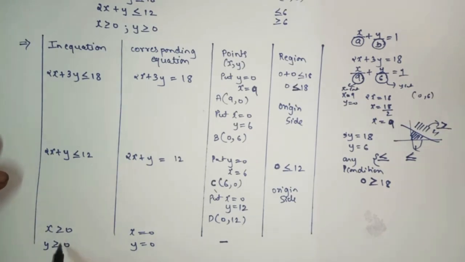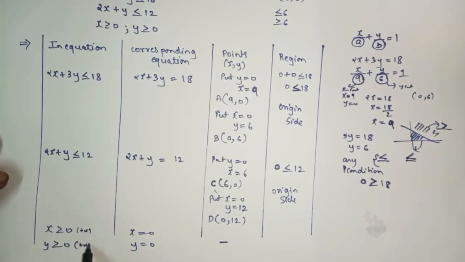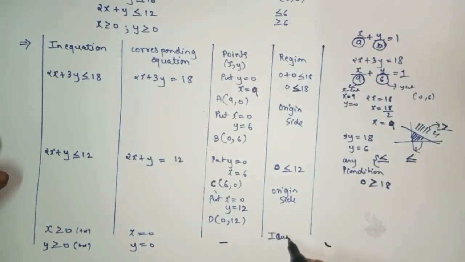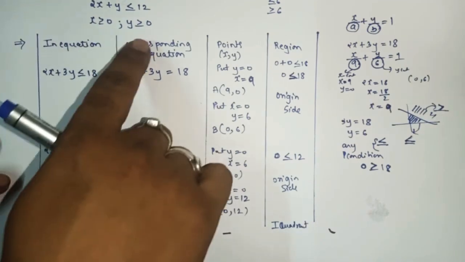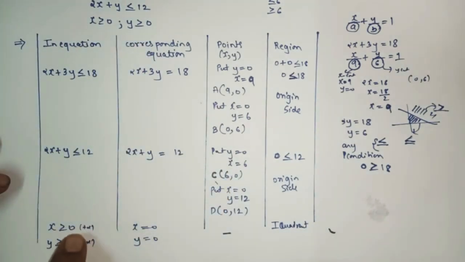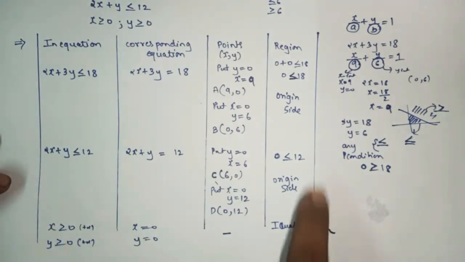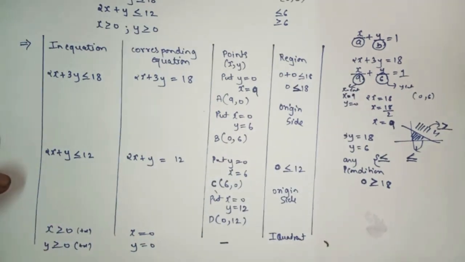Okay, so what about this condition? Condition means what? The value of x will be greater than 0, which means the value of x will be positive. For the region, here simply you will write the first quadrant. Whenever you have this condition, x greater than 0 and y greater than 0, simply you will write the first quadrant. So this is step number 1 where you will prepare your table.